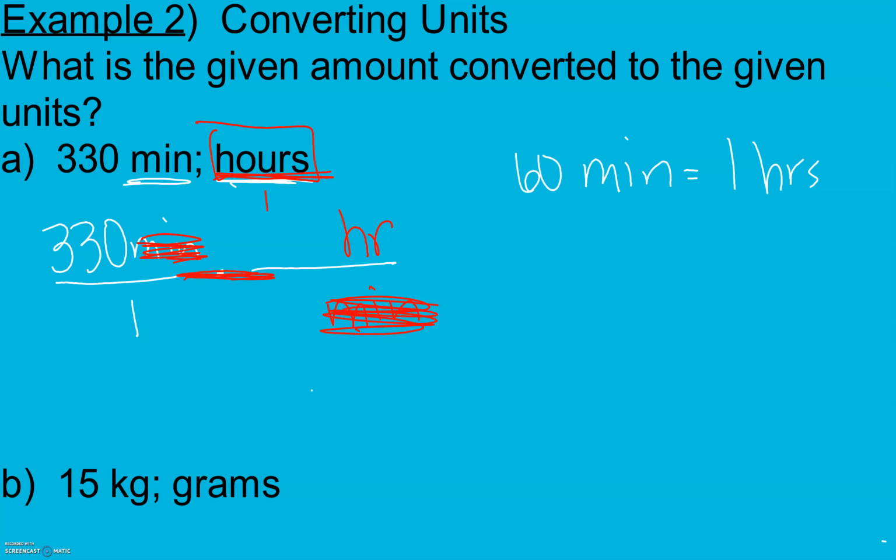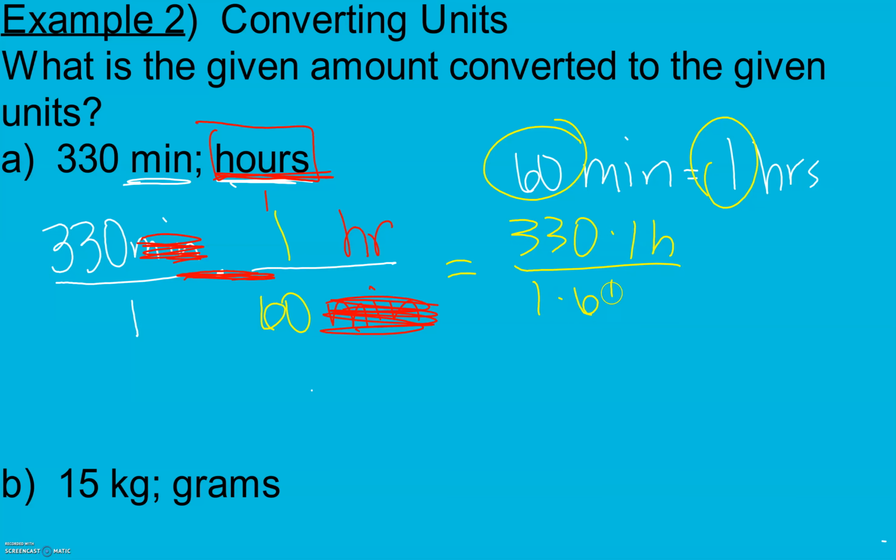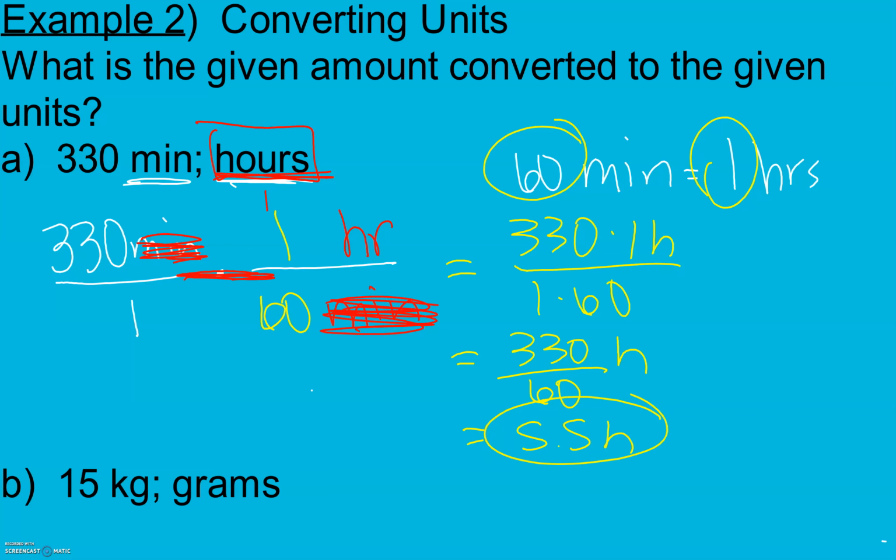Then we can plug in our numbers with our values. So 60 goes with the minutes, 1 goes with the hour. We multiply fractions straight across. So I get 330 times 1 hour over 1 times 60. And we reduce to get 5.5. So 330 minutes is the exact same as 5.5 hours. It's just written differently, but still equivalent.